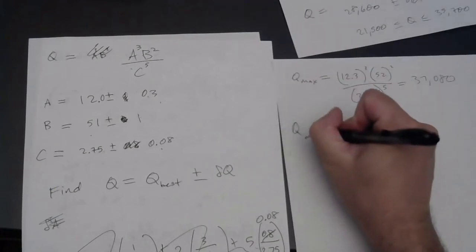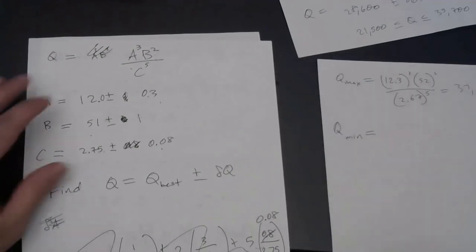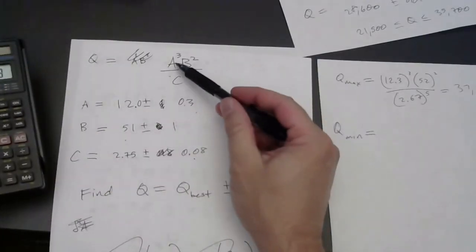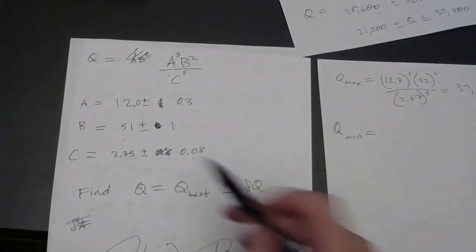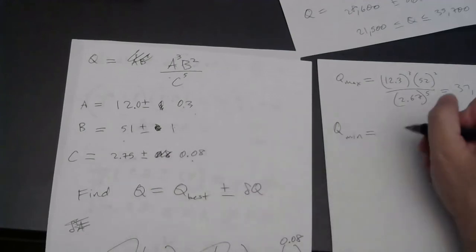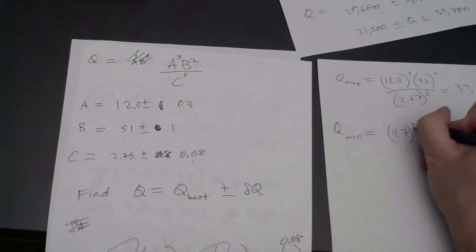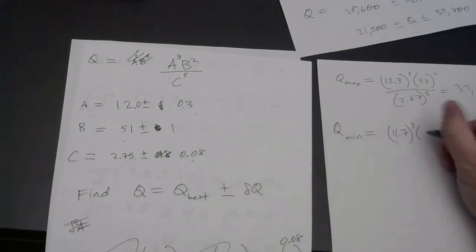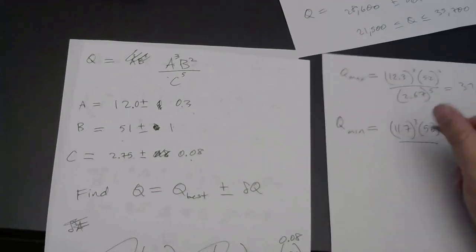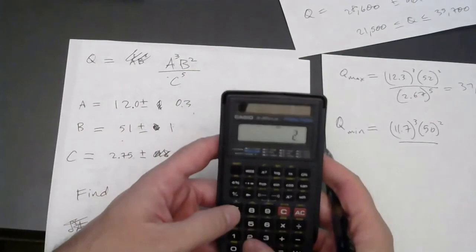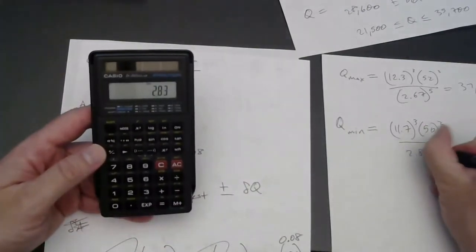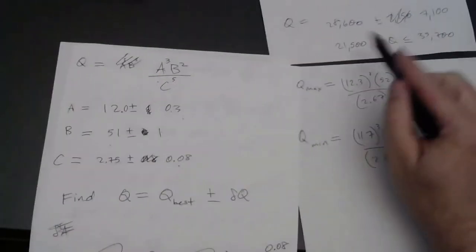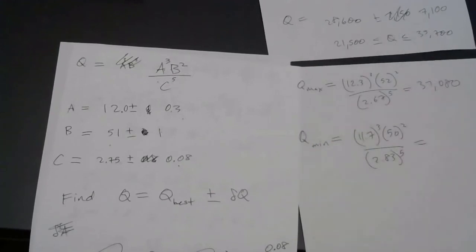Q min, what's the lowest likely value of Q? Well, we would plug in the minimum likely values of A and B, and this time the maximum likely value of C. So the lowest likely value of A would be 12 minus 0.3, cube that, and the lowest likely value of B would be 50. And then we'll divide by the highest likely value of C, 2.75 plus 0.08. Raise that to the 5th power. And we'll see how this number compares to the lower likely value obtained by our previous method.